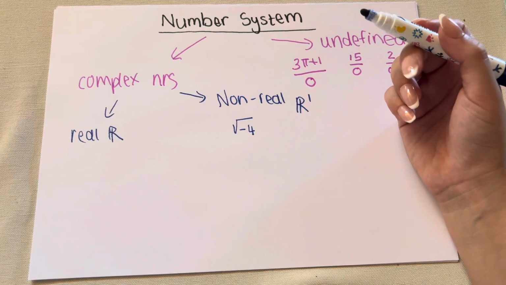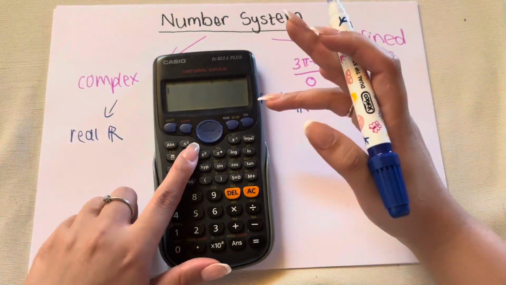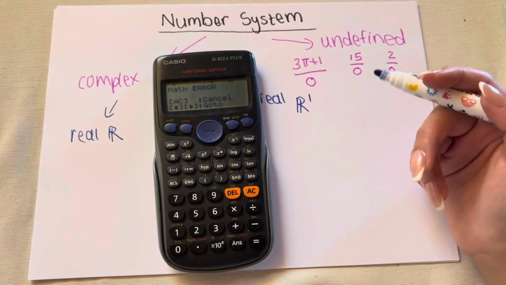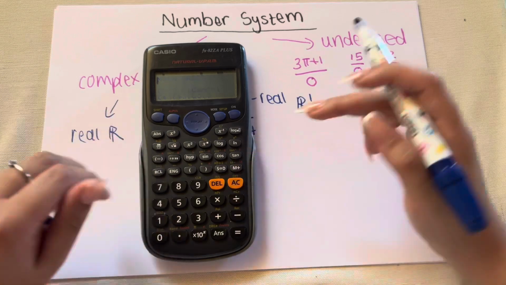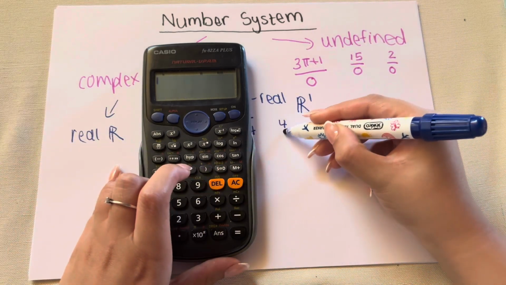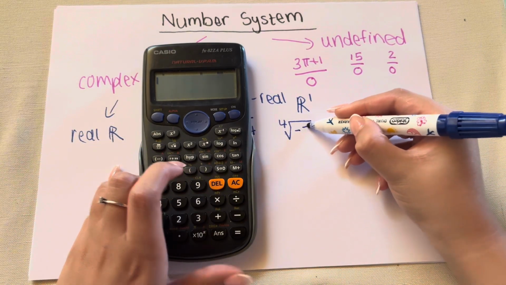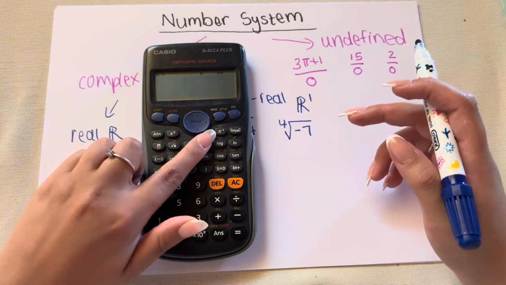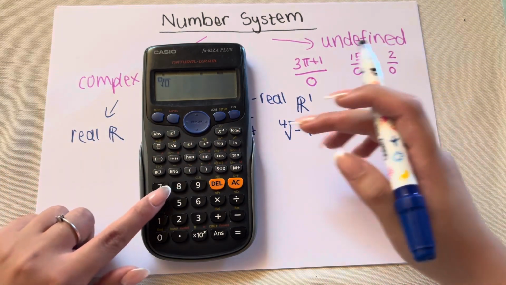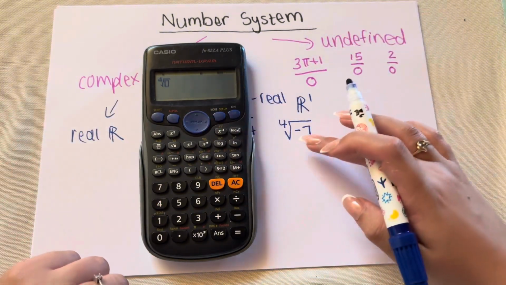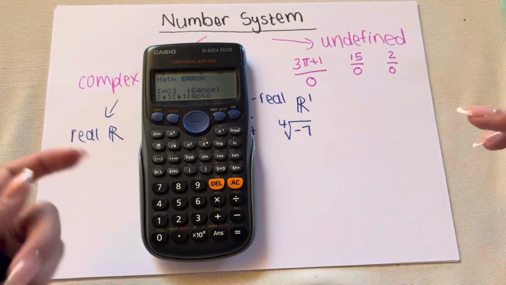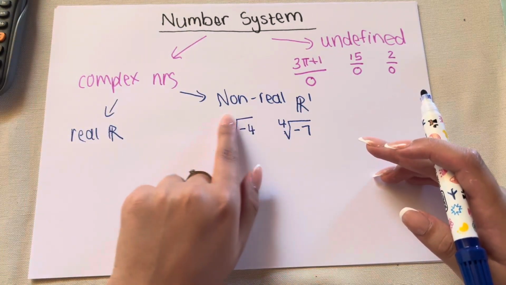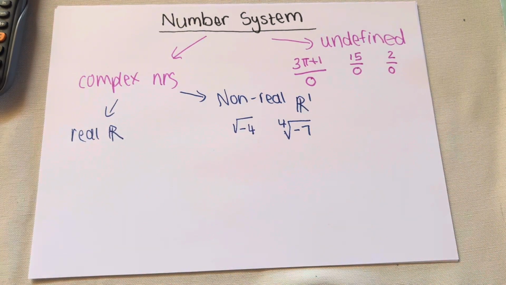Try it out in the calculator. If we press the square root and input any negative number, it's also going to give us a math error. You can even try one like the fourth root of negative 7. So here you are going to press shift and then this button over here. Press 4 for the outer root value and then negative 7 once again. So whenever we have these even values here on the roots, we can never have a negative.